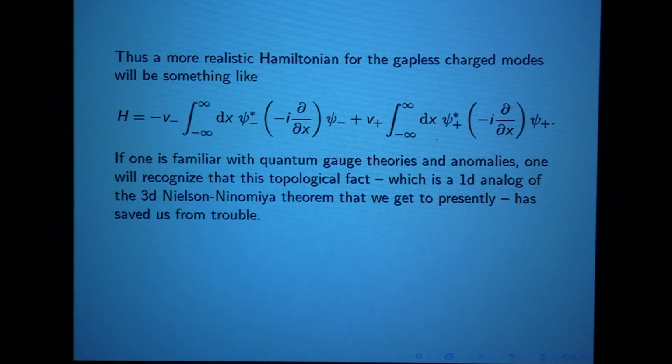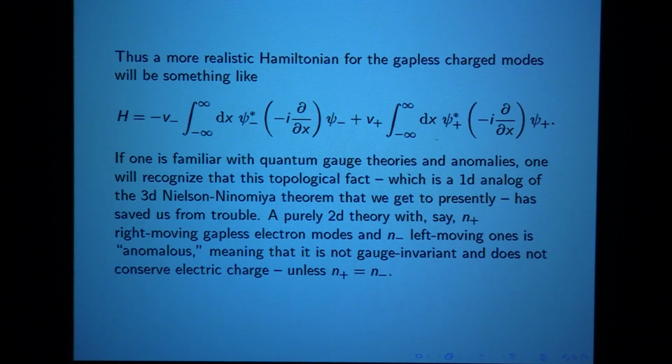If one's familiar with quantum gauge theories and anomalies, one will recognize that this topological fact, that there are equally many right-moving and left-moving modes, has saved us from trouble. This fact is a one-dimensional analog of a three-dimensional result that we will get to presently. It saved us from trouble because a purely two-dimensional theory with, let's say, n plus right-moving gapless electron modes and n minus left-moving ones is anomalous, meaning it's not gauge invariant and does not conserve electric charge, unless n plus equals n minus.